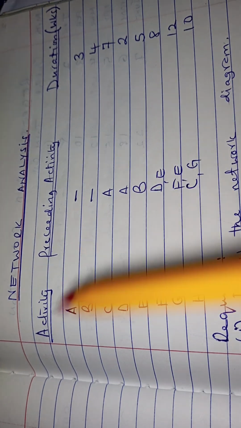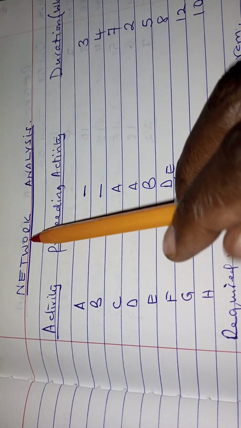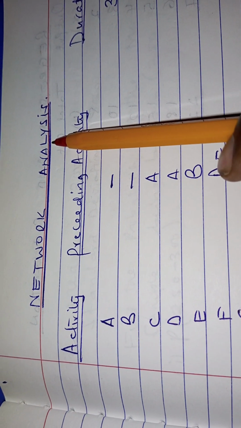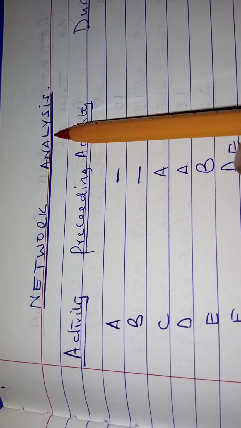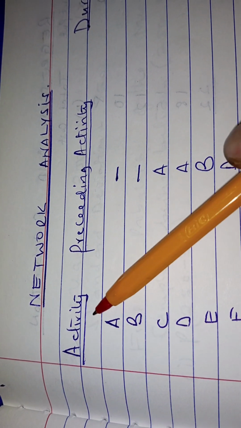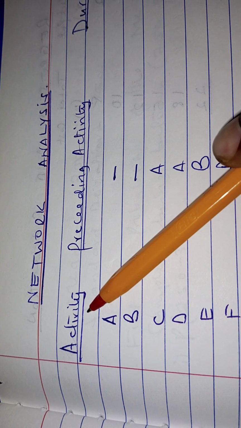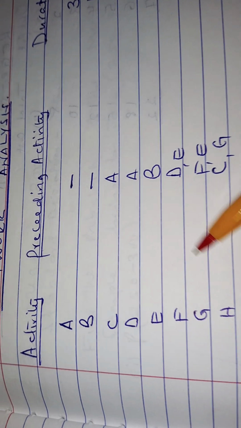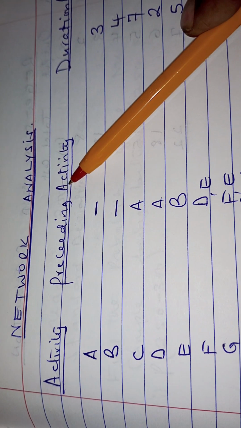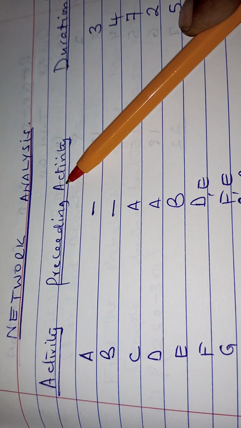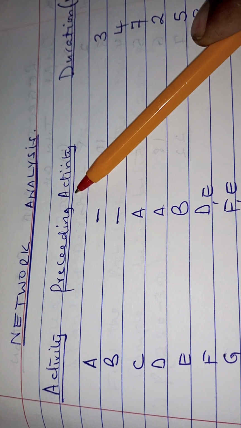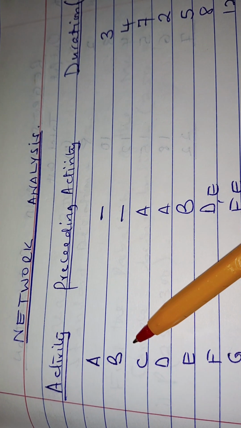In this lesson, we are told the network analysis, and we have been given a question, and the question states as follows: We have been given activities, activity A up to activity H. We are also given the preceding activity. The preceding activity is the activity that must be finished first before we come to the activities given.